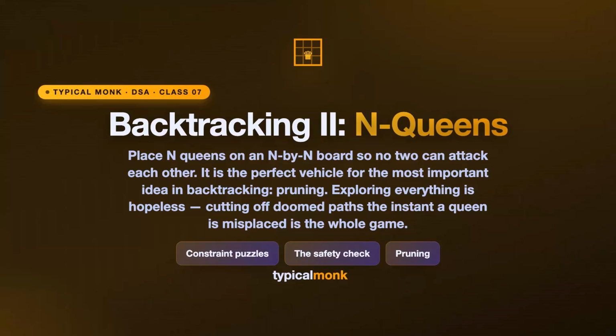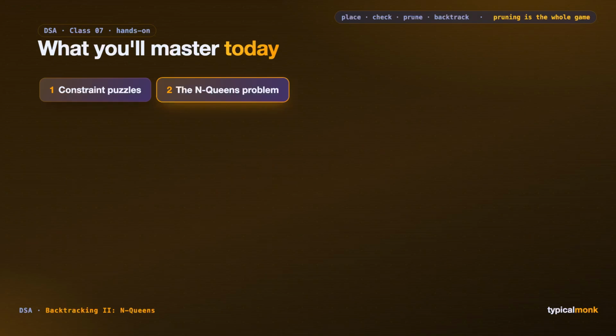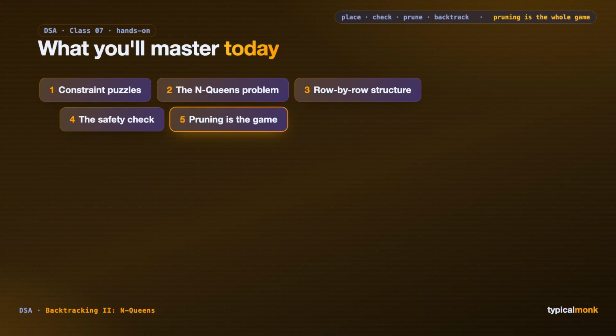By the end of this class, you will understand how to structure n queens as a backtracking search, how to check whether a placement is safe, why pruning is what makes it solvable at all, and how this exact same method solves Sudoku and a whole family of real constraint puzzles. Let us solve it. Here is our path for today. First, constraint puzzles as a family. Second, the n queens problem itself. Third, the row-by-row structure. Fourth, the safety check. Fifth, why pruning is the whole game. And sixth, applying the same method beyond the board.